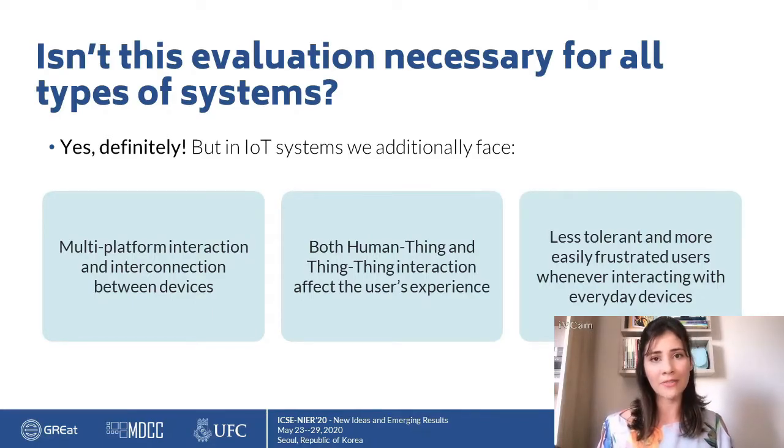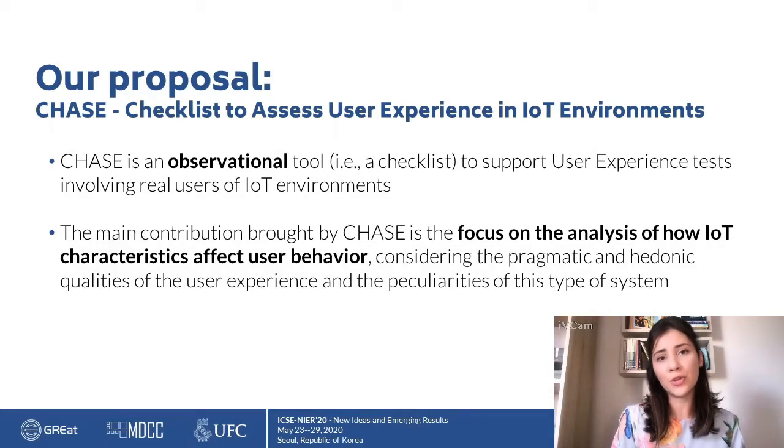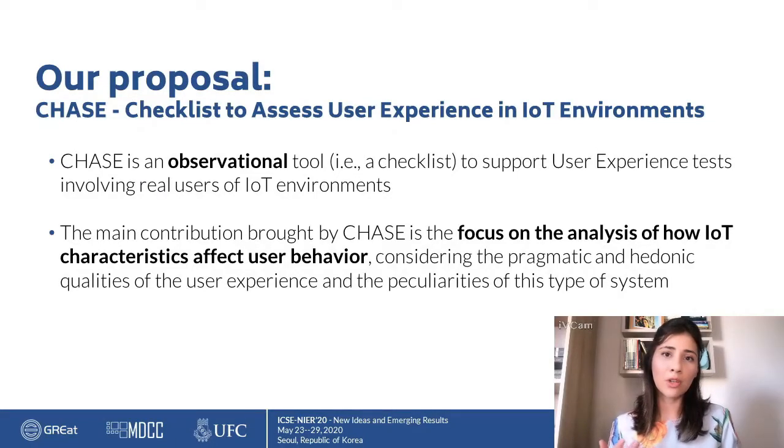Besides, we also have a less tolerant user because they really expect that smart objects work as well and as efficiently and as quickly as their everyday objects. Well, cutting to the chase, our point is that in IoT systems, to deliver a good quality in use, we have to actually observe users in user testing and go a little beyond what traditional UX measurements can give us.